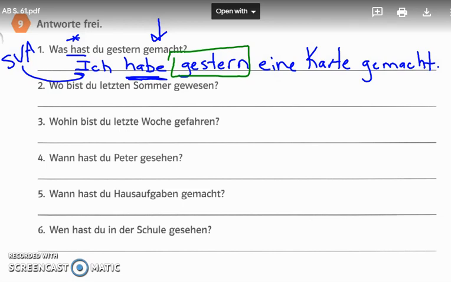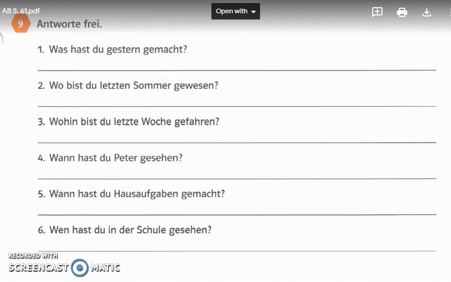So let's talk about the other questions and I'll give you some time to work on those answers. So in number 2, it says, Wo bist du letzten Sommer gewesen? Let's label the meaning of gewesen, and it means was or were. So this is asking us, where were you last summer? And let's go ahead and underline that helping verb, because when we write it from the ich point of view, we're going to want to have an ich bin in that case.